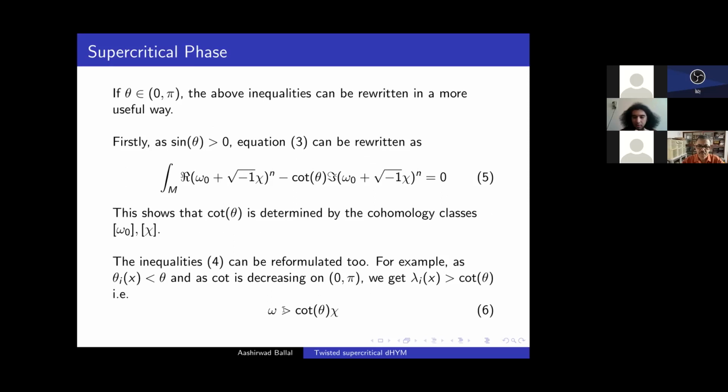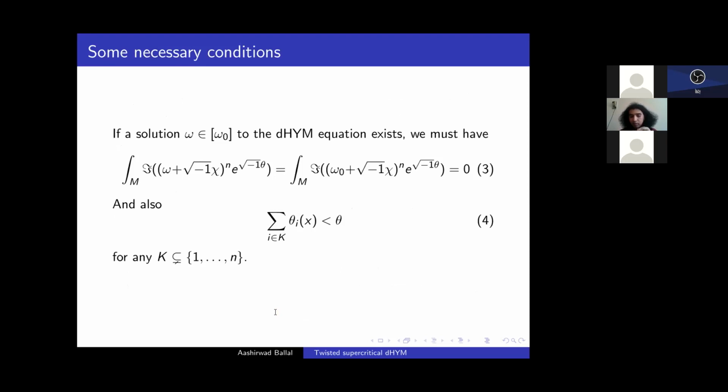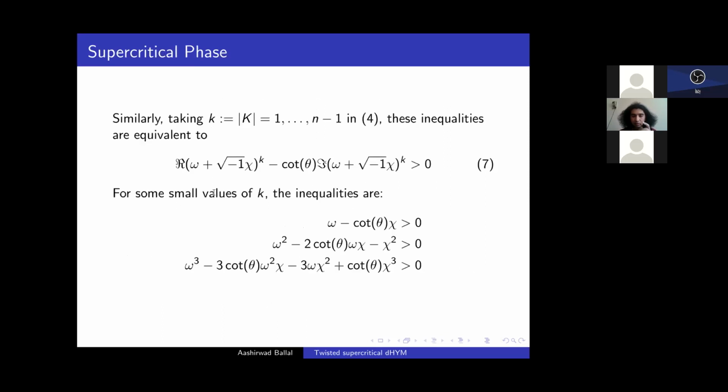Now this is the same as omega greater than cot theta times chi, because if at a point x we choose a basis where chi is the identity matrix and omega is diagonal, this thing is basically the same as this thing, and a similar thing works for all subsets K, which are proper subsets, so that you get an inequality.